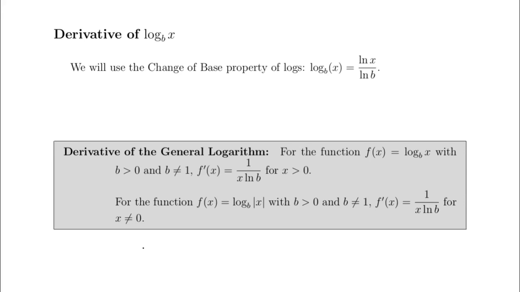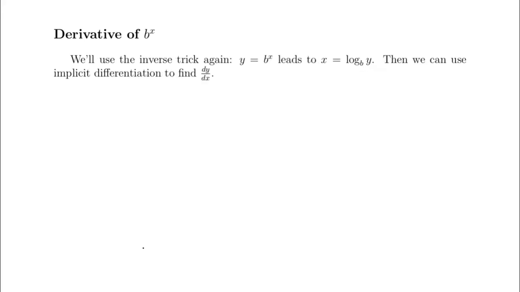Now what we'd like to do is to come up with the general exponential derivative, the derivative of b to the x. Well, notice once we have this derivative of the log base b function, we have the derivative of its inverse, so we can use that same trick. Right? We can say if y equals b to the x, that's really the same thing as x equals log base b of y, and we can use implicit differentiation to find the derivative of y. So same trick that we use to start things off to find the derivative of the natural log.